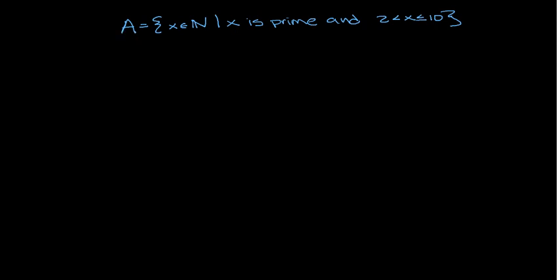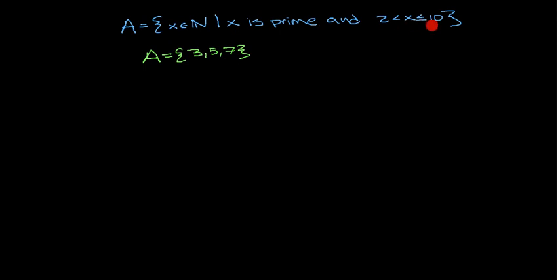A is going to be the collection of all elements of the natural numbers. This vertical line reads "such that". So A is going to be all the elements of the natural numbers such that x is prime and is between 2 and 10 without considering 2. So this is the same as writing A equals 3, 5, and 7, which are all the natural numbers that are prime and between 2 and 10.